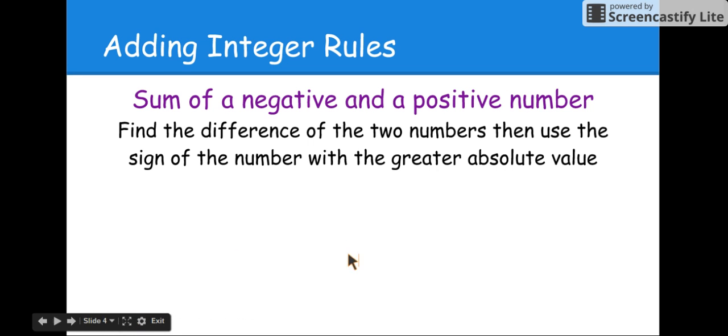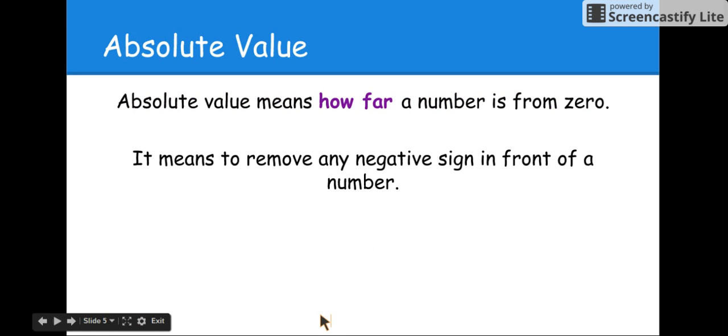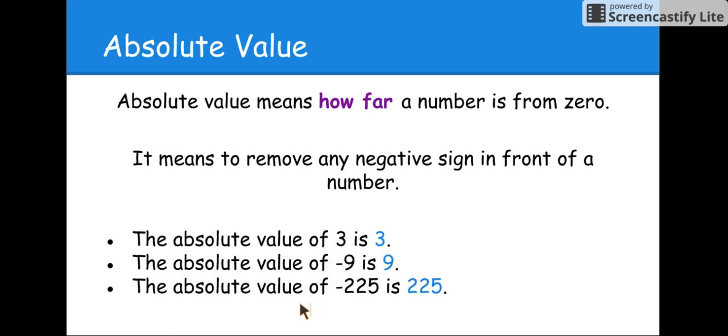The first thing I want to talk about is what an absolute value is. The absolute value means how far a number is from zero. It means to remove any negative sign in front of a number. For example, the absolute value of 3 is 3. 3 is 3 whole numbers away from 0. The absolute value of negative 9 is 9. The absolute value of negative 225 would be 225. So we're going to use this when finding the sum of a negative and positive number.